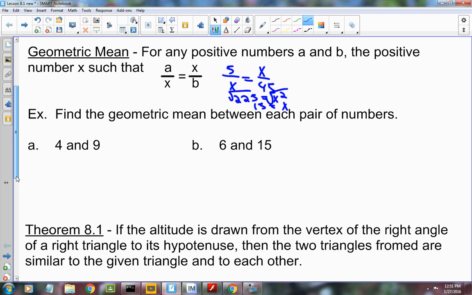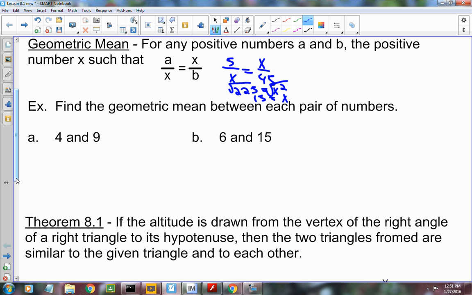So, if I just say find the geometric mean between these two numbers, what would I do here between 4 and 9? 4 is to x as x is to 9. And so we cross multiply, and we get 36 equals x squared. You take the square root of both sides, and you get x is 6.